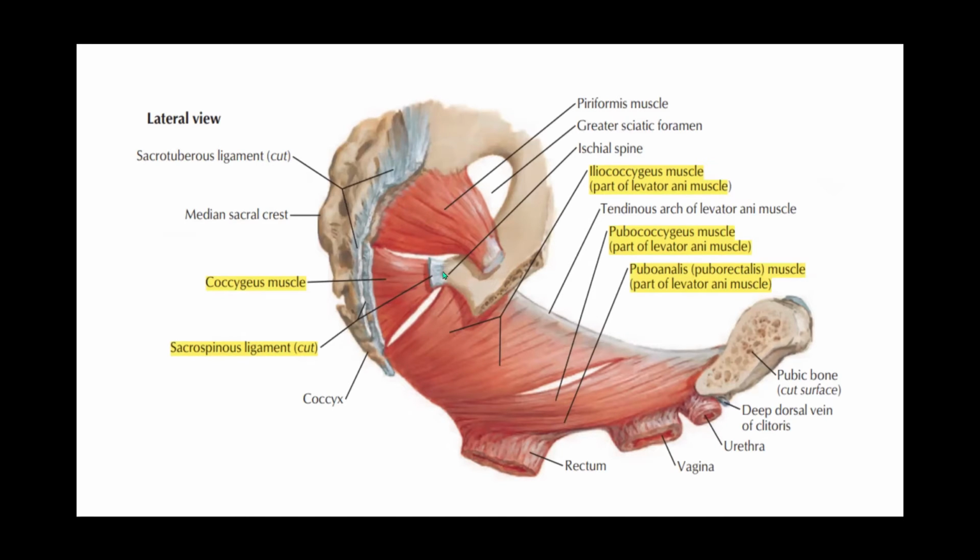This is the coccygeus or the ischiococcygeus. It originates from the ischial spine and from this sacrospinous ligament, and it inserts into the distal, lower portion of the coccyx. That's the coccyx, and this is the sacrum. So it inserts into the coccyx and the lower part of the sacrum. When it contracts, it pulls the lower part of the sacrum and the coccyx forward.